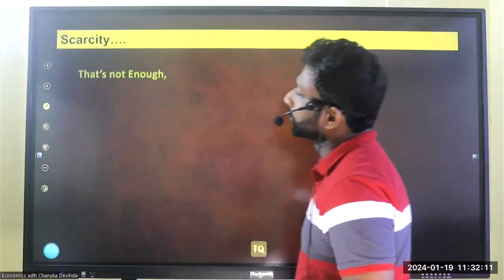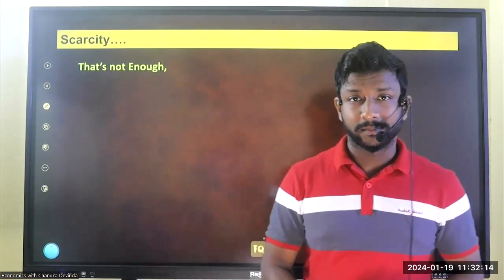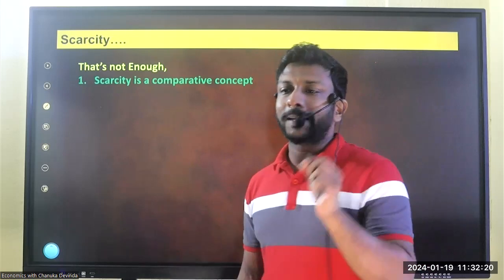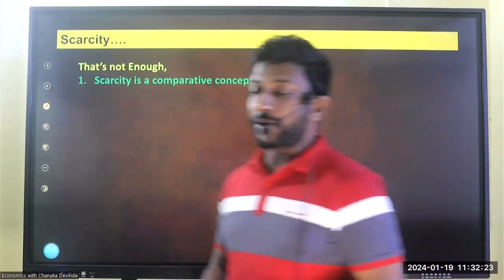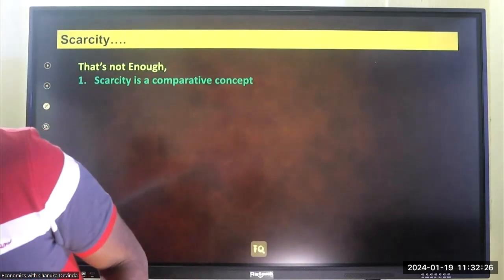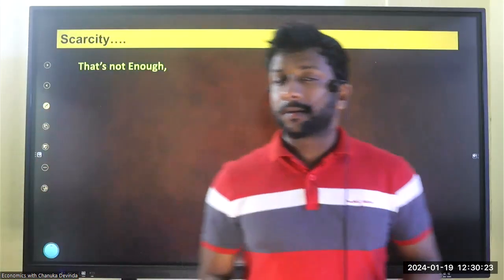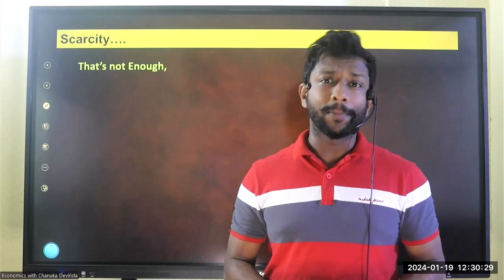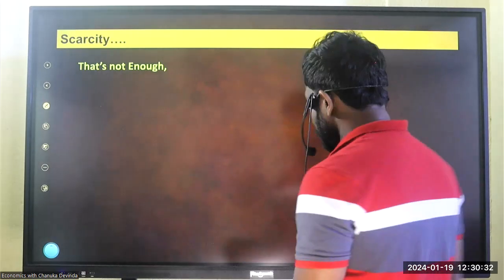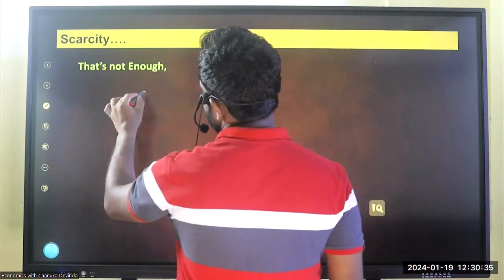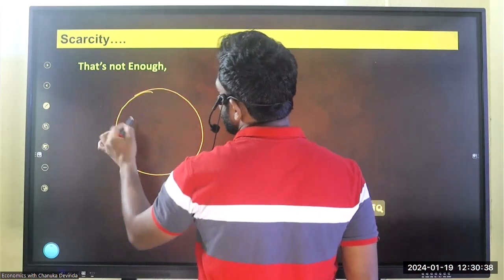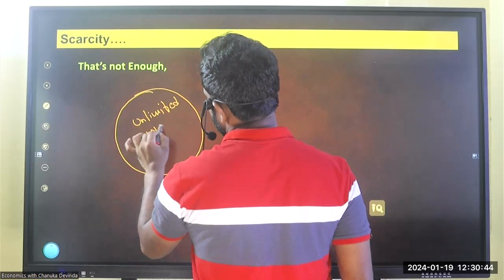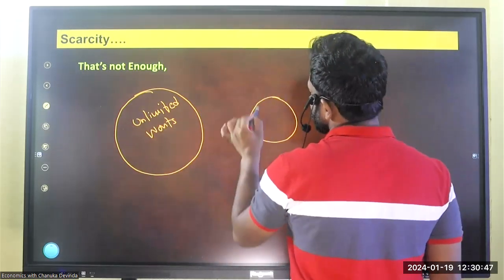Next one. That's not enough about scarcity, because there are so many points. What are they? Scarcity is a comparative concept, right? It is a comparative concept. Right. So scarcity is a comparative concept. What does comparative concept mean? You need to compare scarcity. That means you need to compare unlimited wants with limited resources.